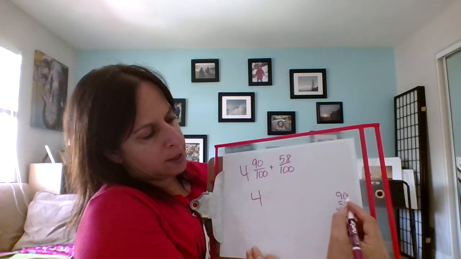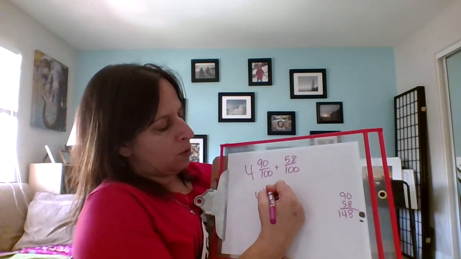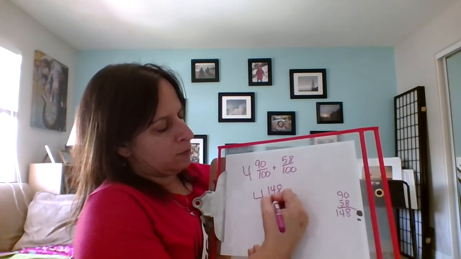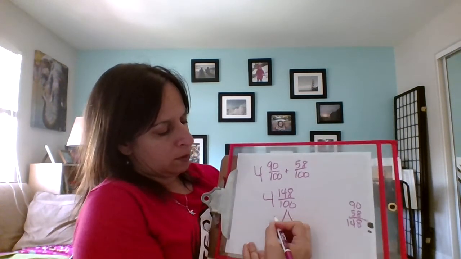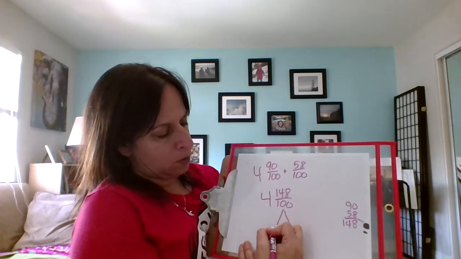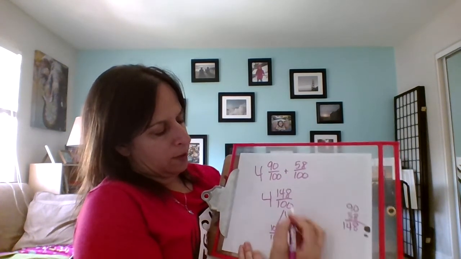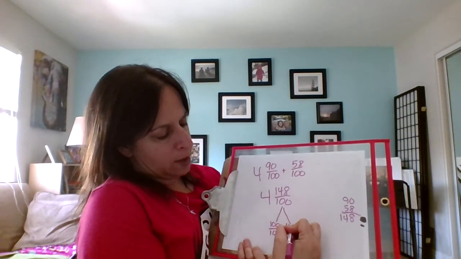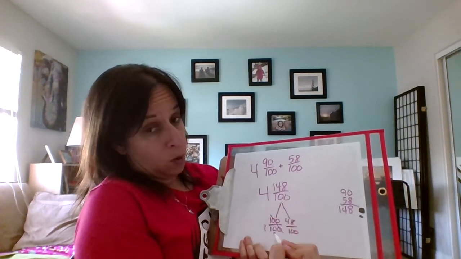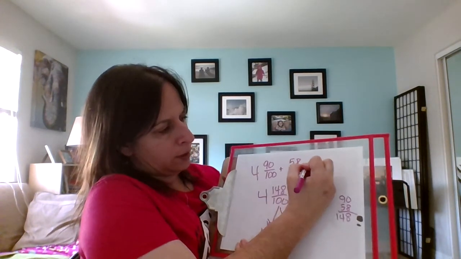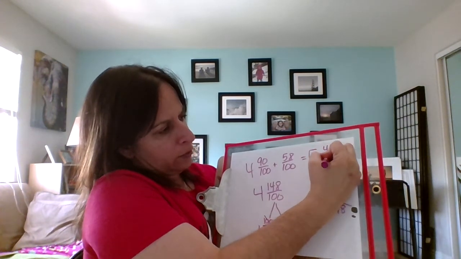0 plus 8 is 8. 9 plus 5 is 14. Okay, so you get 148 over 100. Since this is an improper fraction, we're going to break it down. How many hundredths do I need for a whole? 100 hundredths. And then if I take 100 away, I have 48 hundredths left. So this is really 1. 4 plus 1 is 5 and 48 hundredths.